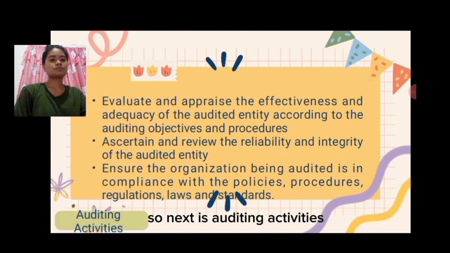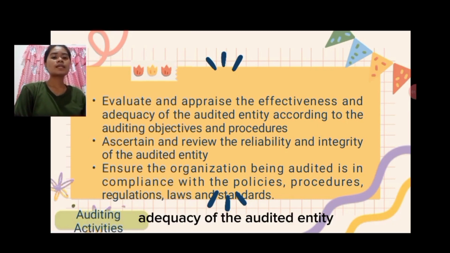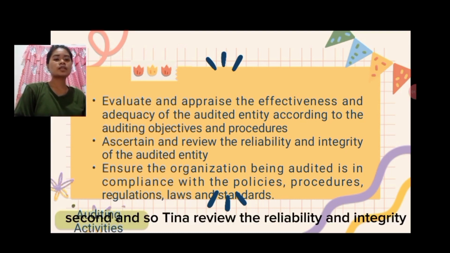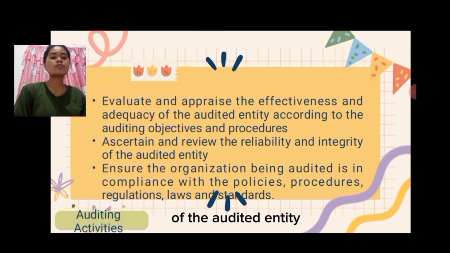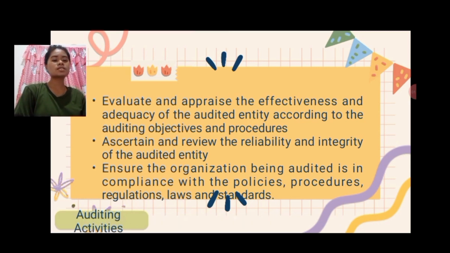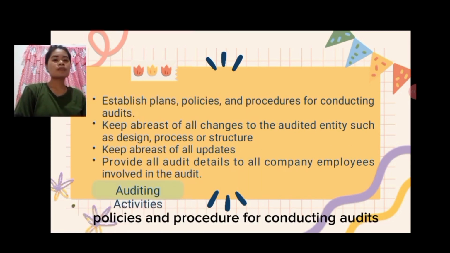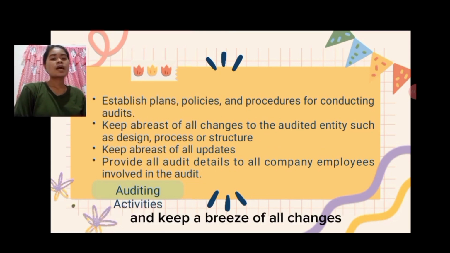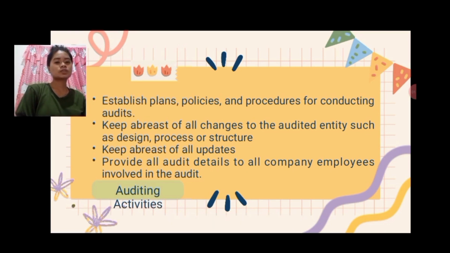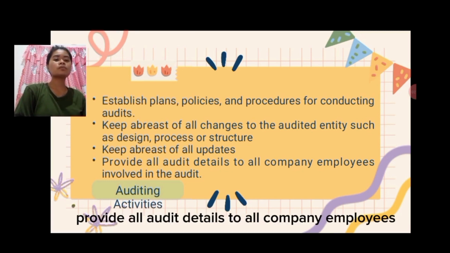So next is auditing activities. So first is evaluate and appraise the effectiveness and adequacy of the audited entity according to the auditing objectives and procedures. Second, ascertain and review the reliability and integrity of the audited entity. Third is ensure the organization being audited is in compliance with the policies, procedures, regulations, laws, and standards. Fourth is establish plans, policies, and procedures for conducting audits and keep abreast of all changes to the audited entity such as design, process, or structure. Next is keep abreast of all updates. And lastly, provide all audit details to all company employees involved in the audit.